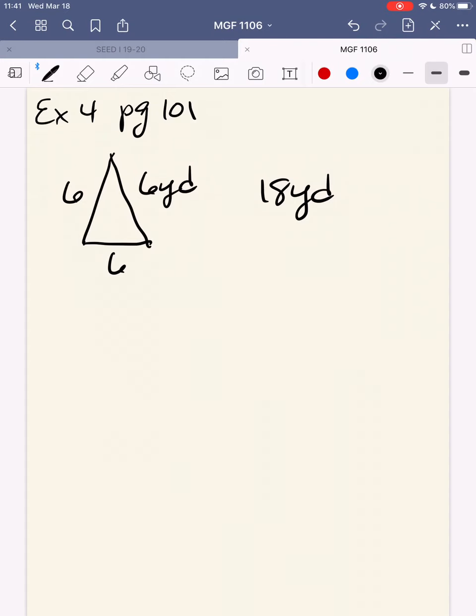And I make sure it has the correct units. It's very important that you give units if they give those things to you. So make sure that you give those units. The last one I'm going to do for this little section is example 6, which is on page 102. And I got a weird shape.